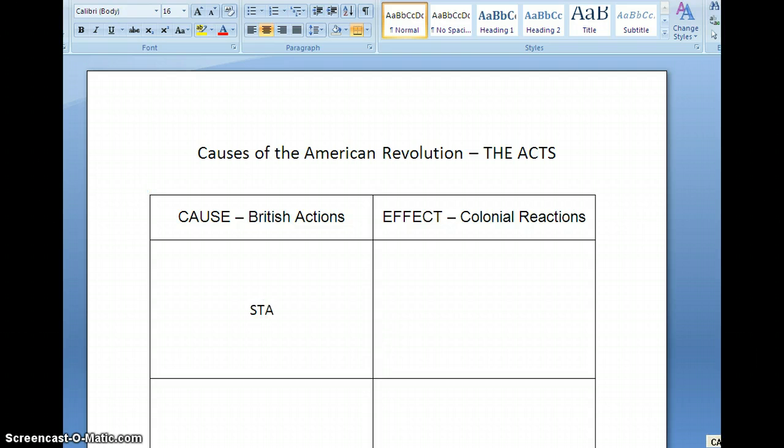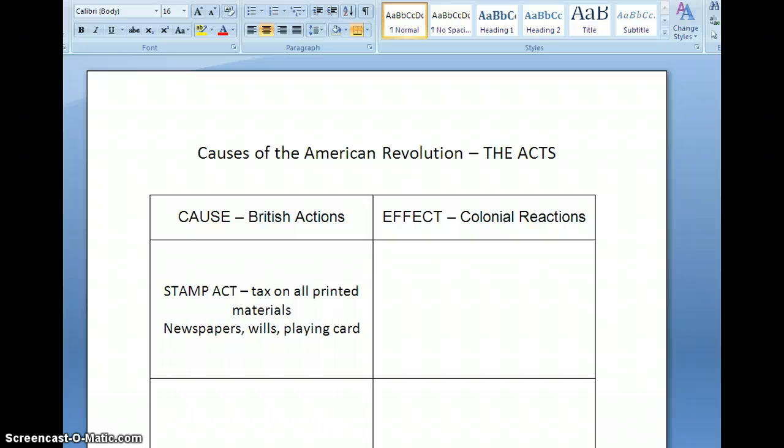The first one is the Stamp Act. This was a tax on all printed materials. Things such as newspapers, wills, and even playing cards. I think that's an interesting thing to add in there.